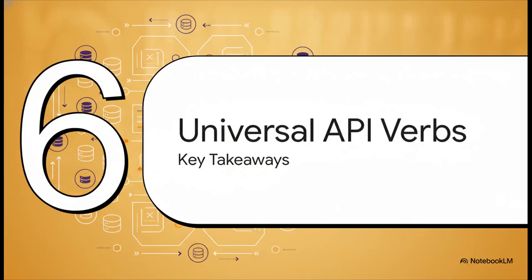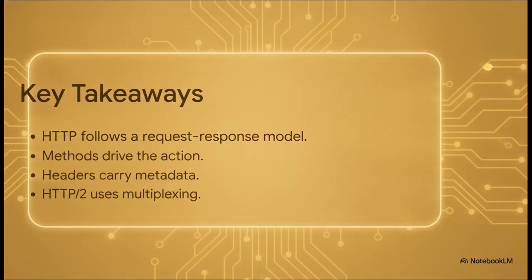Finally, Section 6. Universal API verbs. To wrap up our explainer today, HTTP relies on a very strict request-response model. The specific HTTP methods, get, post, put, patch, delete, they drive the action and communicate exactly what you want to achieve. The headers carry all the vital metadata for routing and content negotiation, and modern protocols like HTTP/2 use multiplexing to keep this whole shebang running efficiently.